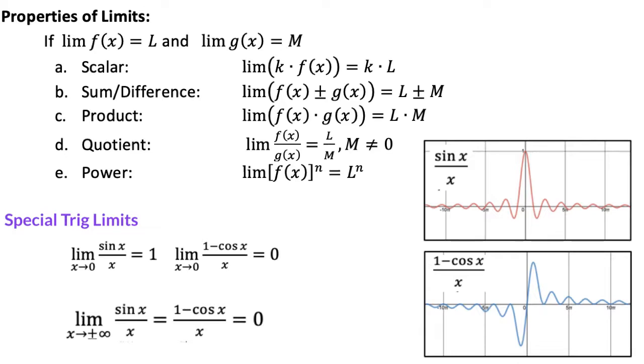So as you can see, here's the graph of sine x over x. And as x approaches 0 from the left and from the right, the limit is 1. And for cosine, here's the graph of 1 minus cosine x over x, and that limit approaches 0. So these are the ones we looked at last year. You can also see if we look at x as it approaches positive or negative infinity, then the graph of both of those is getting closer and closer to 0.